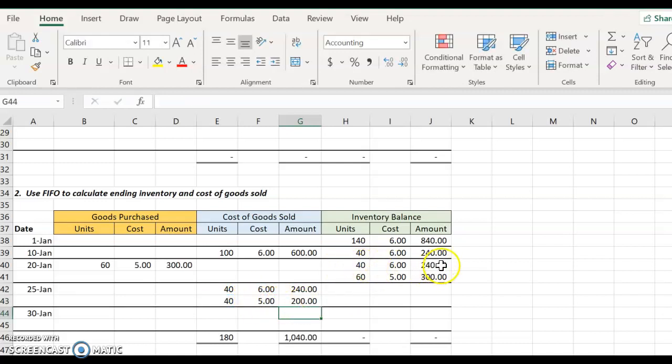I have none of this group remaining. I sold them all. I have 20 units of the $5 group remaining, 60 minus 40.